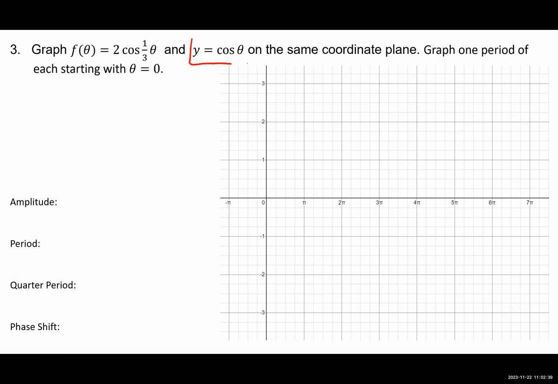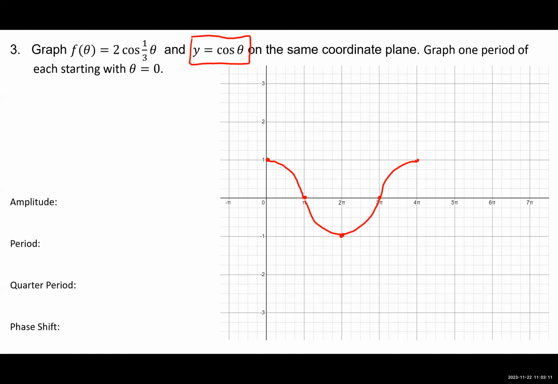All right, so same thing. I'm not gonna do this for every problem, but we'll graph the basic cosine theta. That starts up, goes to 0, down to the minimum, back to 0, to the maximum. So the cosine of theta, one period looks like that.